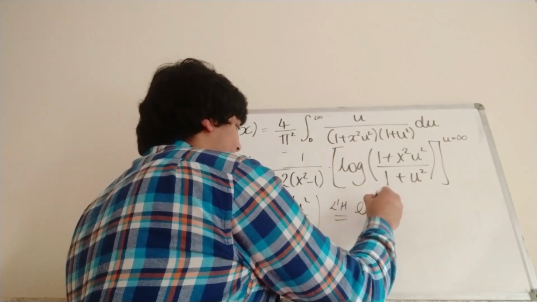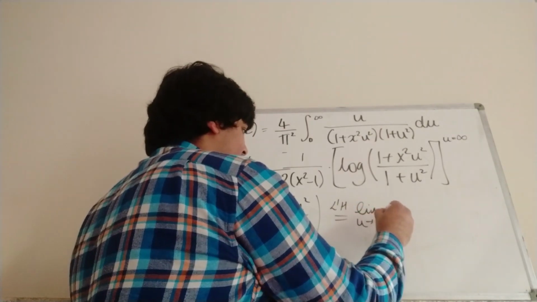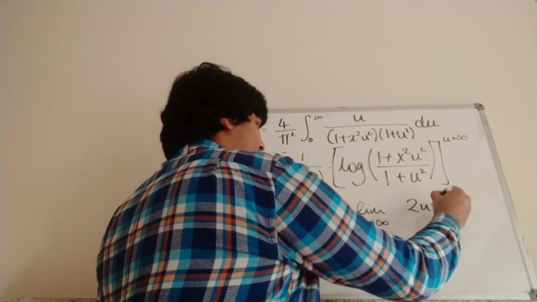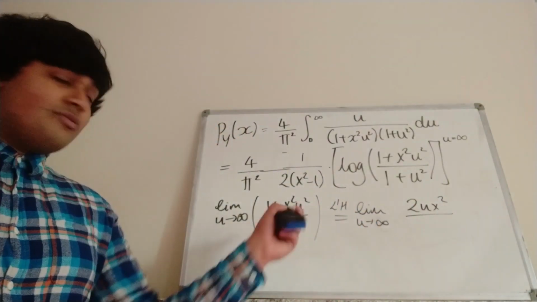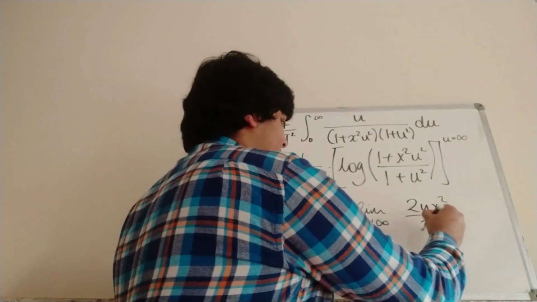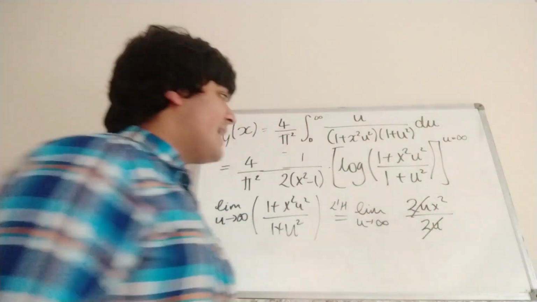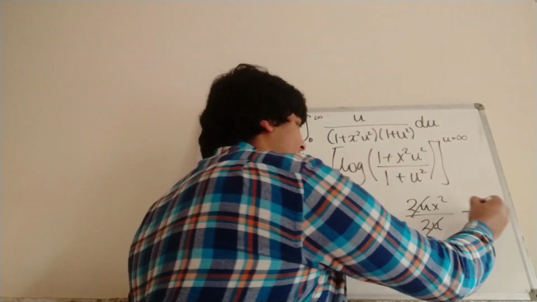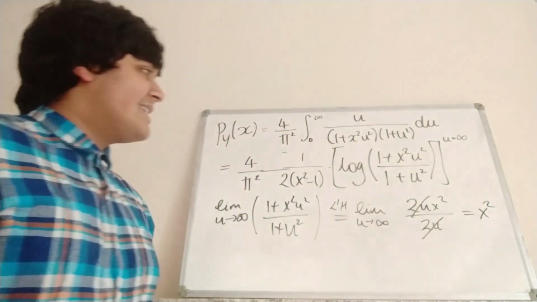This is just the limit as u goes to infinity of the derivative of the top with respect to u, which is just 2u x squared, divided by the derivative of the bottom with respect to u, which is just 2u, and of course the 2u's cancel, so we're just left with x squared, and of course that's independent of u, so this guy here just equals x squared.